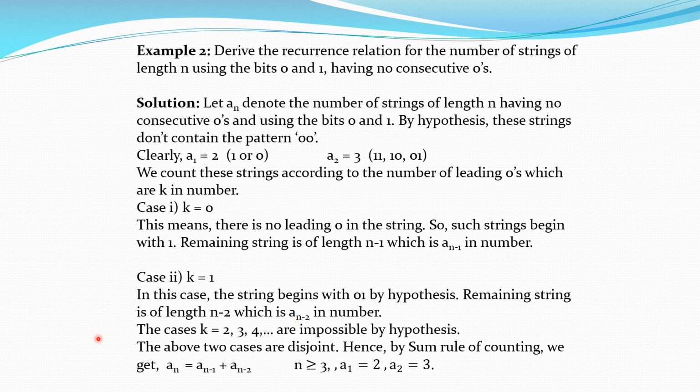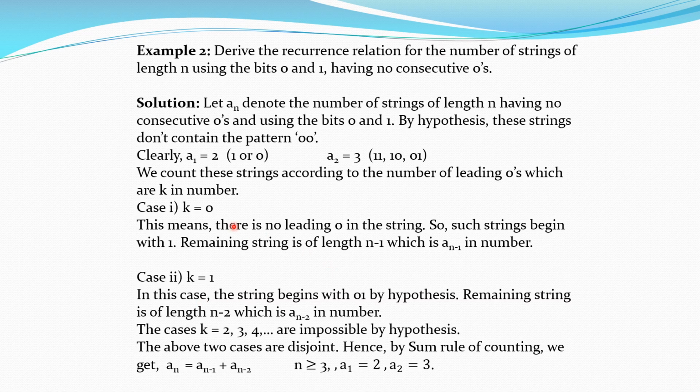Now see, cases k equal to 2, 3, 4 and so on are impossible. Why? Because if k is equal to 2, it means the number of leading zeros is 2. That means the string will start with 2 consecutive zeros, which is not allowed. Same thing happens if k equal to 3, 4 and so on. So the cases k equal to 2, 3, 4 and so on are impossible by hypothesis. So either case 1 will be there or case 2 will be there.